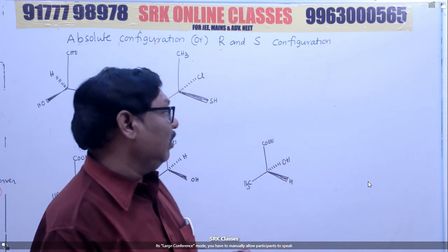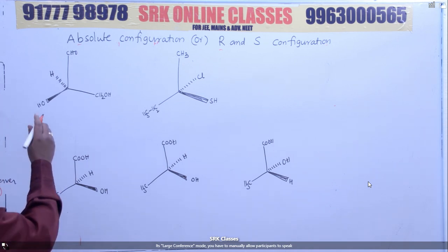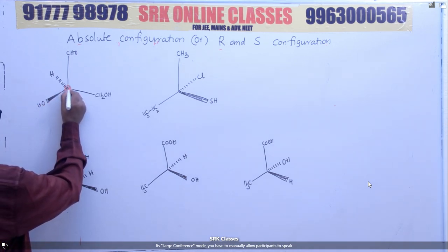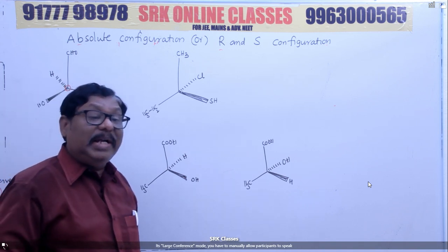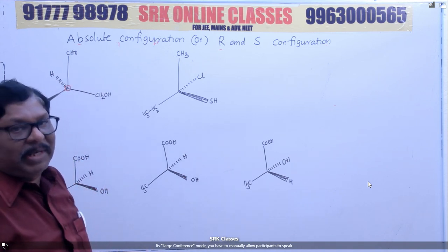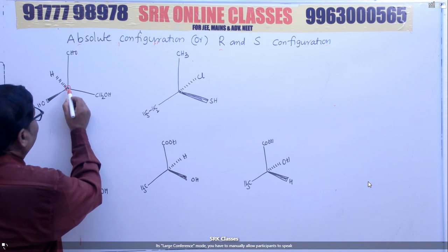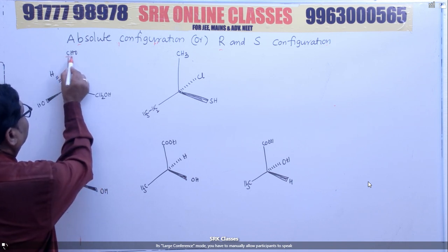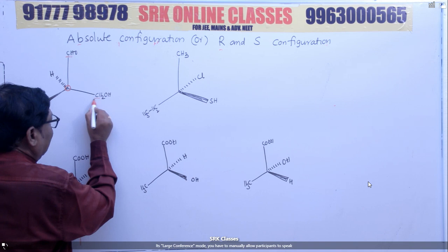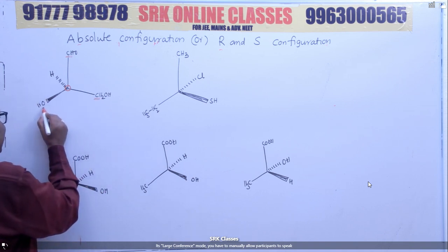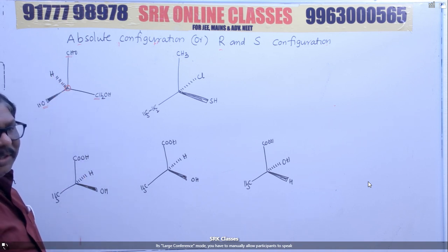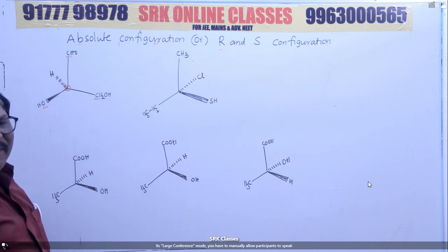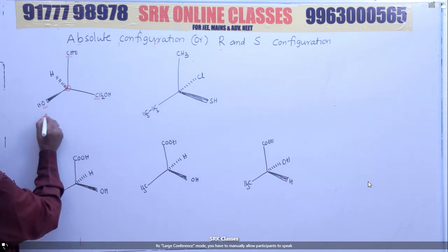Let us see the first one. This is the first one. This is said to be the chiral carbon. Now, write the priority for the 4 substituents on the basis of atomic number. If this is the chiral carbon, here it is a carbon, atomic number 6. Here also carbon, atomic number 6. Here it is oxygen, atomic number 8. Hydrogen, atomic number 1. Therefore, according to CIP rules, which should be given first priority? OH. Therefore, this is number 1.